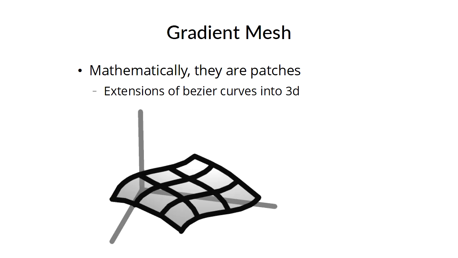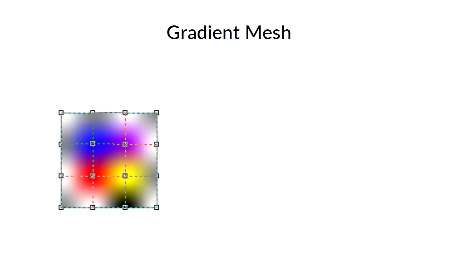The way these patches actually work in drawing tools is that you end up with a grid. So this is the same 3D patch we saw before, but just viewed from above. You can assign different colors to different points on the grid, and the colors will be smoothly blended across the grid surface.